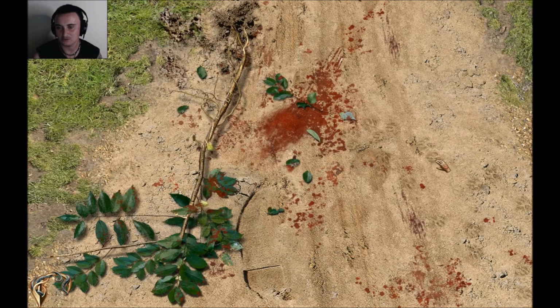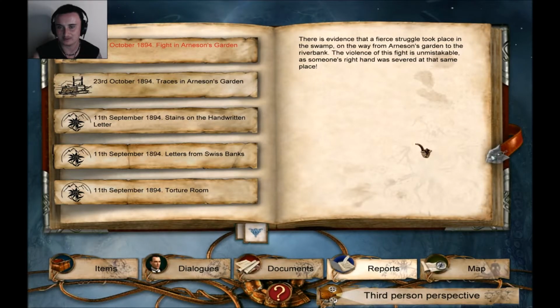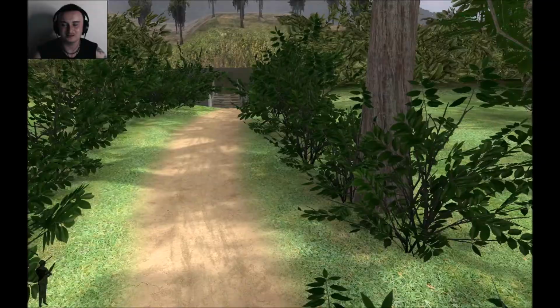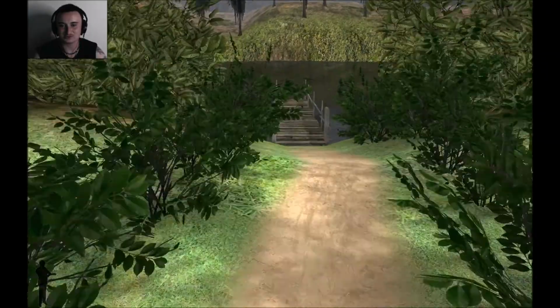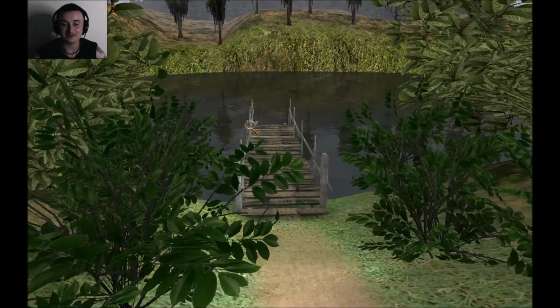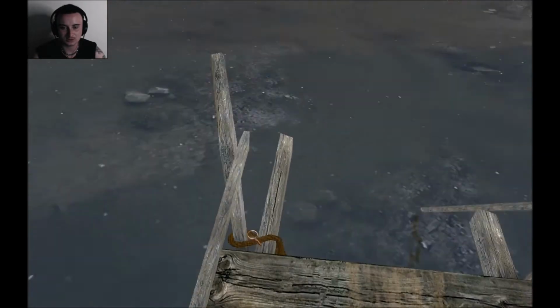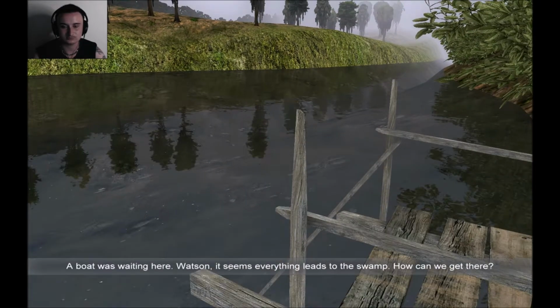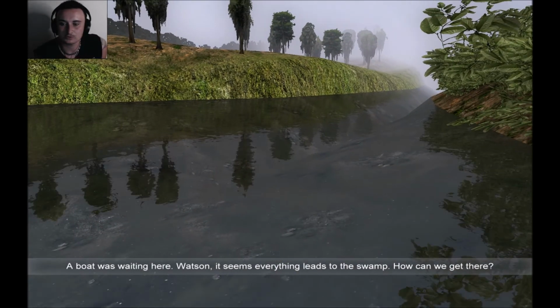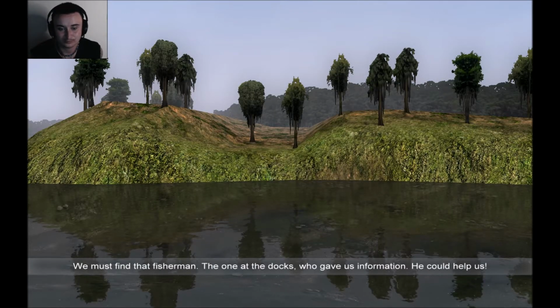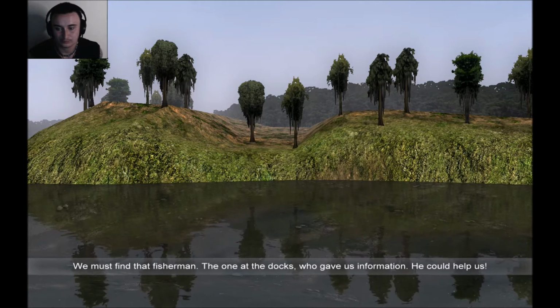There's also some little tracks over here. Interesting. Yeah, they're little animal tracks. Yeah, that's awful. There's a rope. A boat was waiting here. Watson, it seems everything leads to the swamp. How can we get there? We must find that fisherman, the one at the docks who gave us information. He could help us.